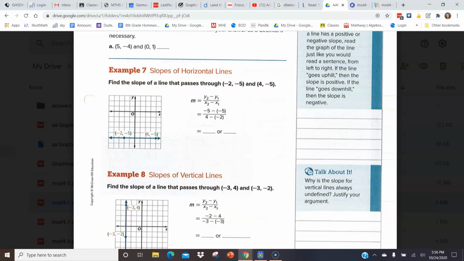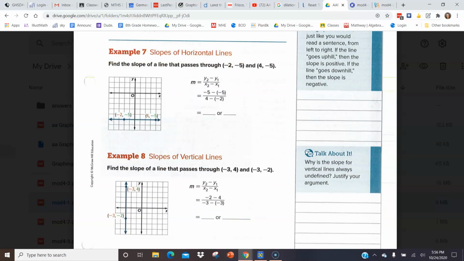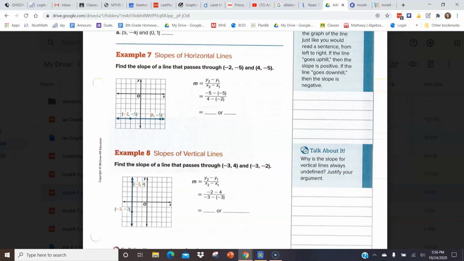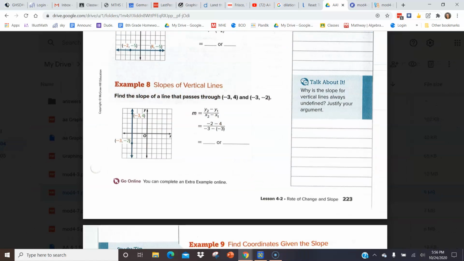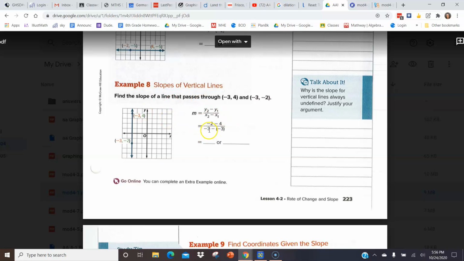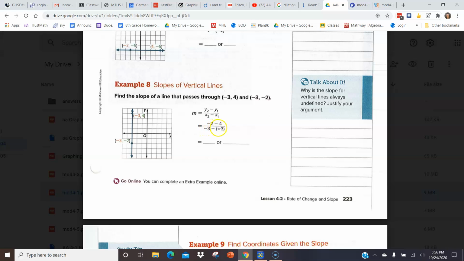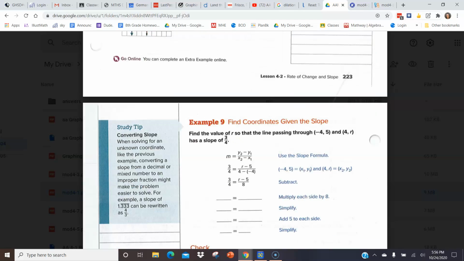Sometimes our slopes are going to be 0, as in horizontal. Remember how we spell our horizontal? And sometimes they're going to be vertical. And it fails the vertical line test. It's not a function. The slope is undefined because we cannot have 0 in the denominator. If you notice here, a -3 minus a -3 is 0, so I get 0 at the bottom. You can't have that in your fraction.